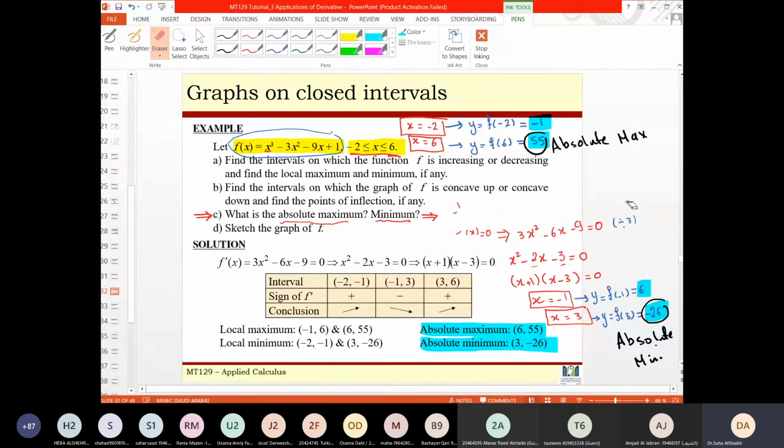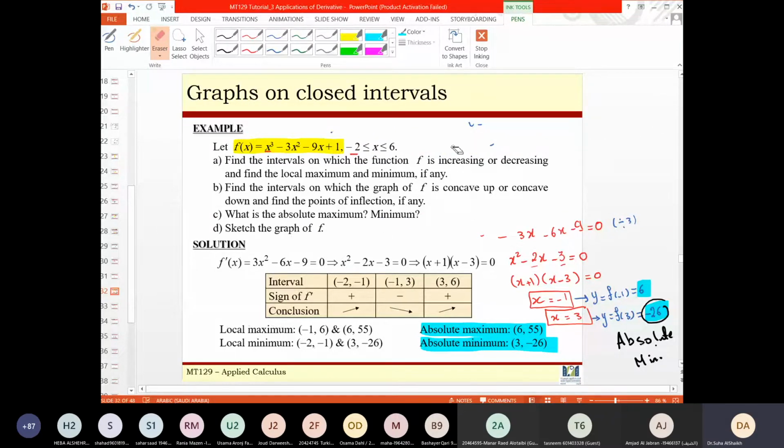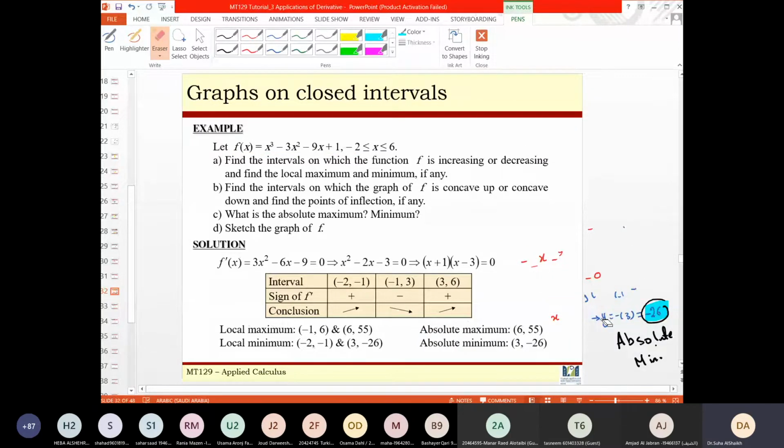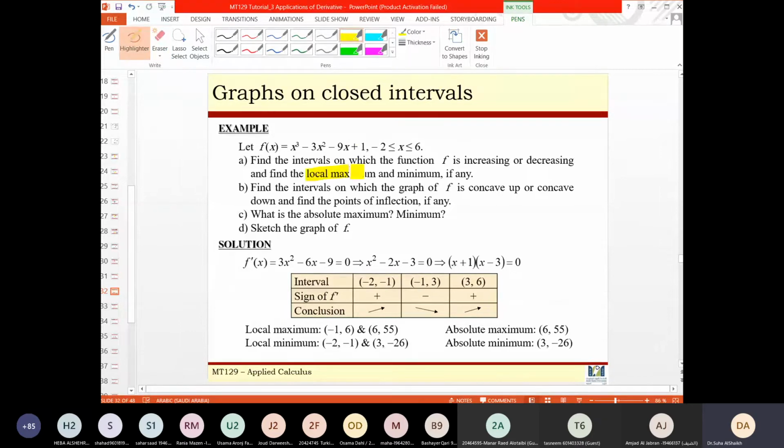Now the second step, I'm done with this, so I'm gonna clear my board to solve part A of the question. What do they want in part A of the question? They want me to find the intervals of increasing and the intervals of decreasing. They want me to find the local maximum and the local minimum points if I have any of them. So right away, I know what increasing and decreasing mean. I'm talking about f dash x equal to 0.